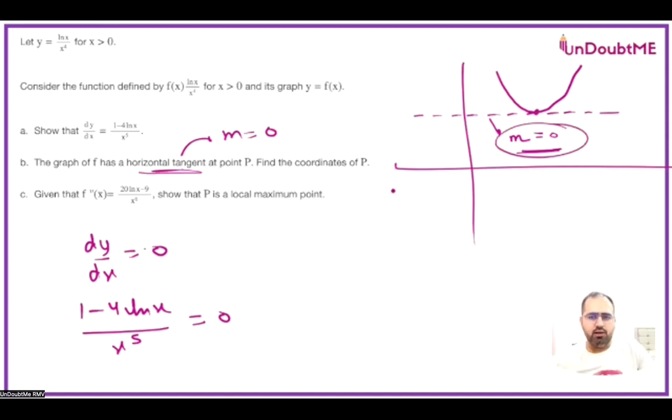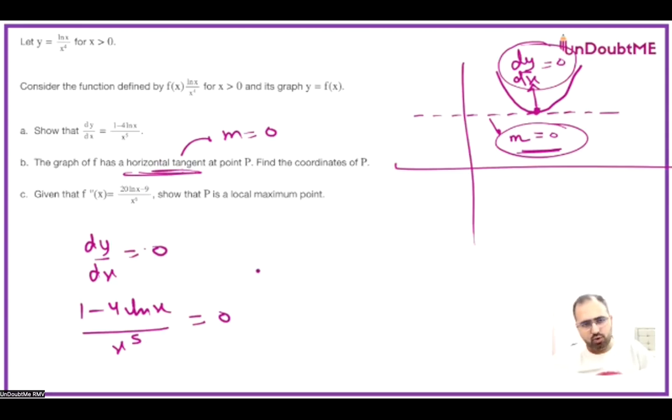In other words, you can see that this is a turning point. A horizontal tangent will always give a turning point for the function. Since it is a turning point, at the turning point dy by dx is 0. This is a second method to interpret the same thing. So dy by dx is 0.